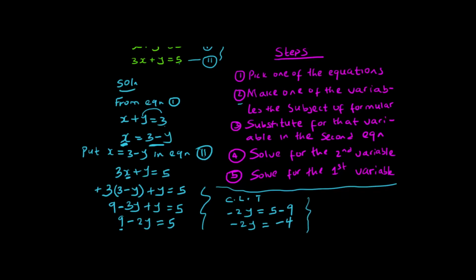So I divide both sides by minus 2 to get y, because minus 2 is the coefficient of y. So I have minus 2y over minus 2 equals minus 4 over minus 2. Minus cancels minus, 2 cancels 2, and on the right, minus cancels minus, 2 over 2 gives 1, 4 over 2 gives 2. So y equals 2. Can you see, I've done step 4. I've solved for the second variable, which is y. So I need to solve for the first variable, which is x. To do that, I put y equals 2 in any of the equations, whether equation 1 or equation 2. Now let's do that.